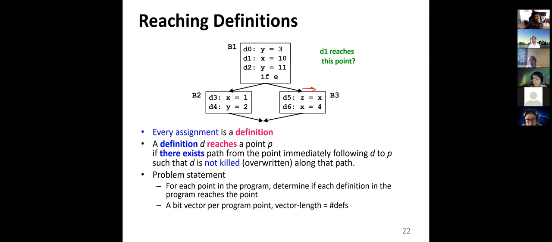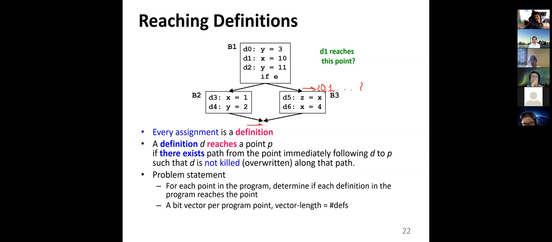So essentially at this point, if I had to write this vector, the first component would be D0. Would D0 reach this point or not? No, it wouldn't, because it's killed along the way. Exactly. So no matter which path we take, it is always overwritten. So it would be 0, and then 1, and so on. You can keep writing this vector at any point of time. Which place would be interesting? This place would be interesting.